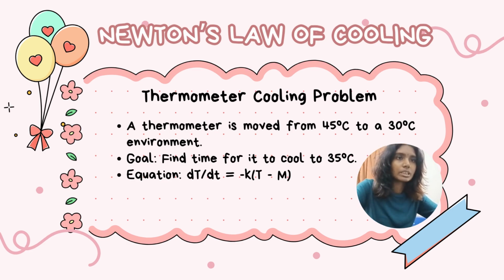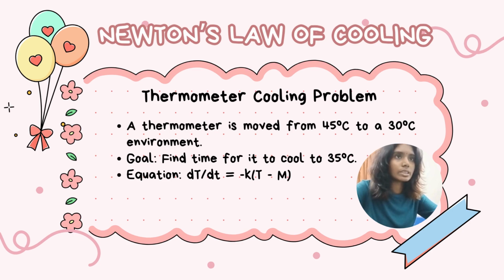The given information is initial temperature was 45 degrees Celsius, outer temperature is equal to 30 degrees Celsius, target temperature is 35 degrees Celsius. The equation is the same equation, dT over dt equals negative k in brackets T minus M.